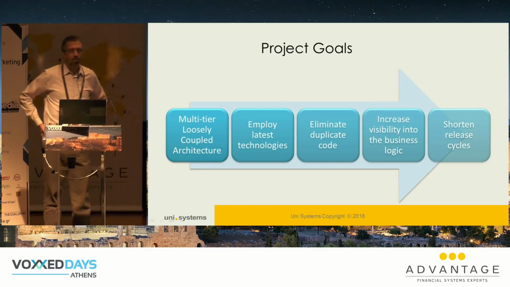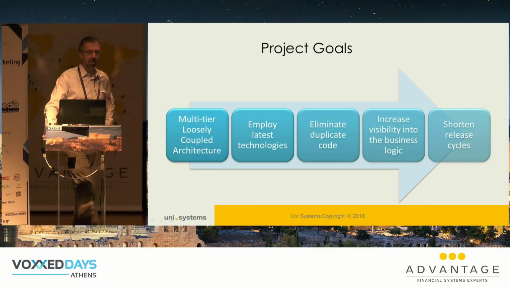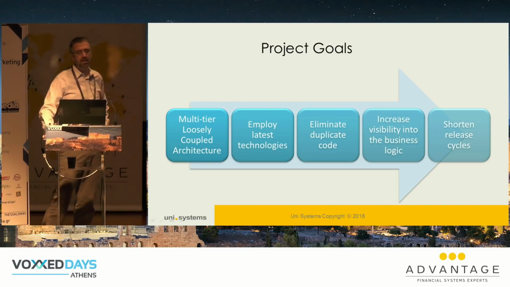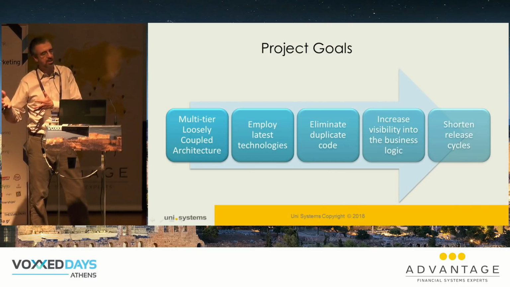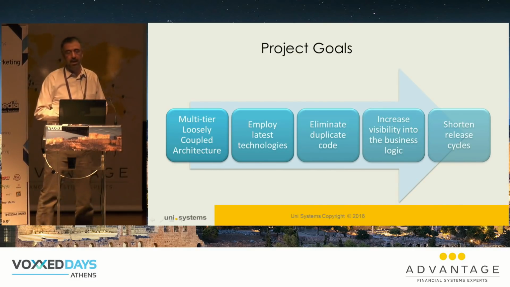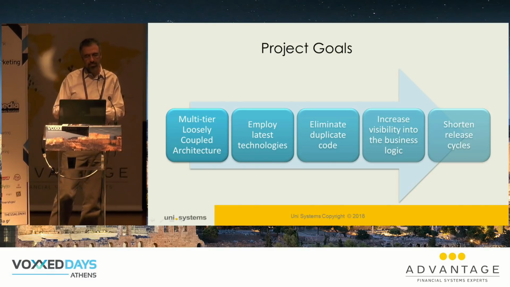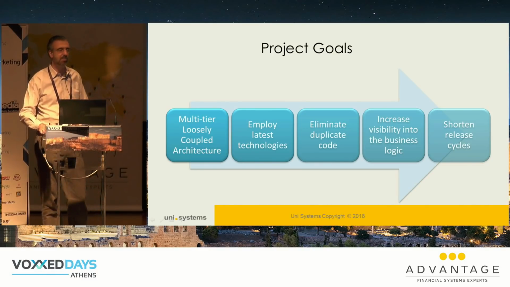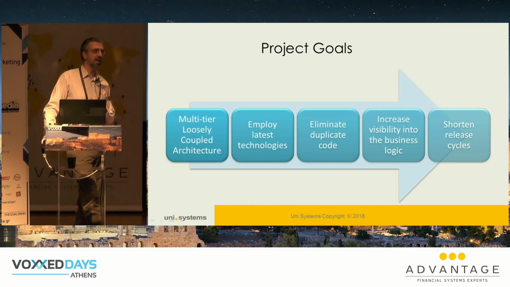So, what were the project goals? First of all, introduce a multi-tier architecture, which should be loosely coupled. So we should be able to make changes in one tier without grossly affecting the other ones, so that we can have independent teams working. Employ latest technologies. Not only move away from C++ and COBOL to an extent that this is possible, but try to be at the niche, because if you don't do that, then very, very soon you will fall behind.